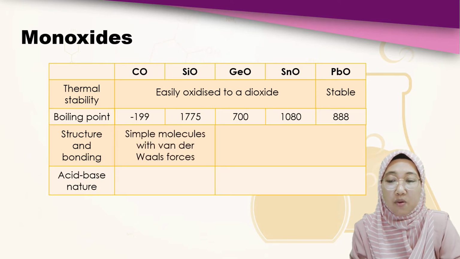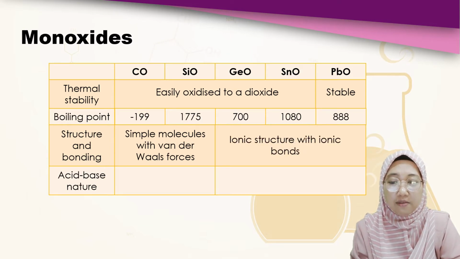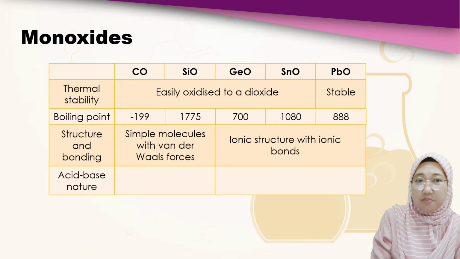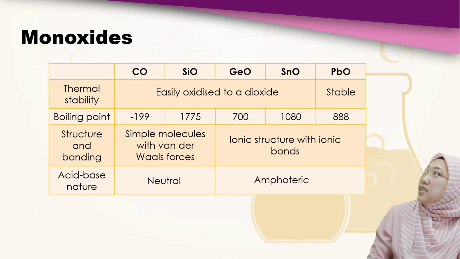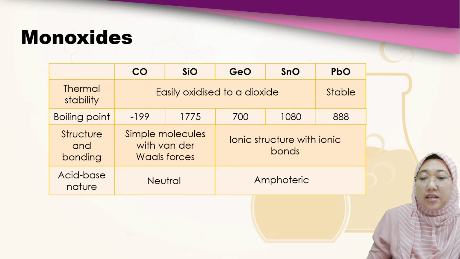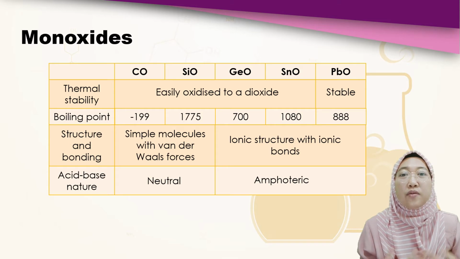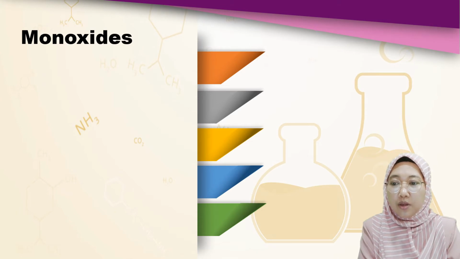Okay, structure and bonding. For carbon monoxide and silicon monoxide, simple molecule with van der Waals forces. Okay, manakala yang lain ialah ionic structure with ionic bond. Okay, acid-base nature for CO and SiO is neutral. GeO, SnO, and PbO is amphoteric. Amphoteric, tahu kan, dia boleh react dengan acid and alkali. First, we look at monoxide.